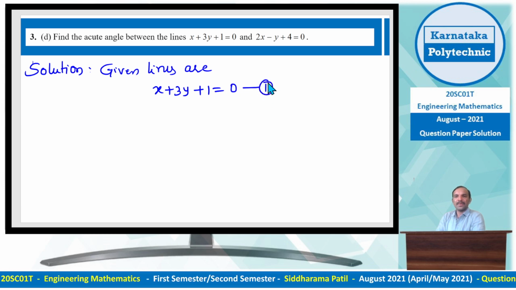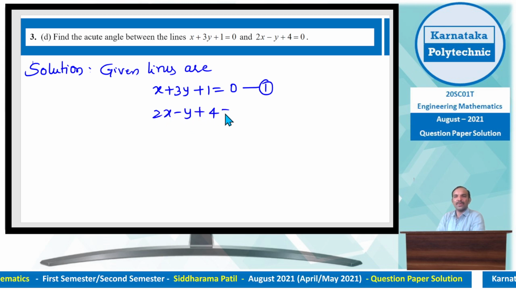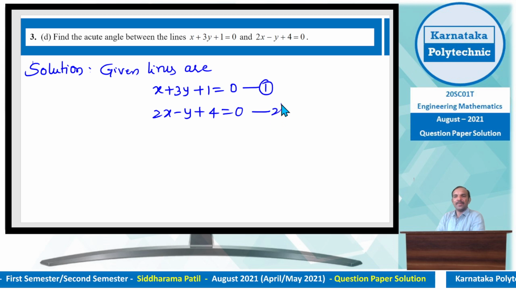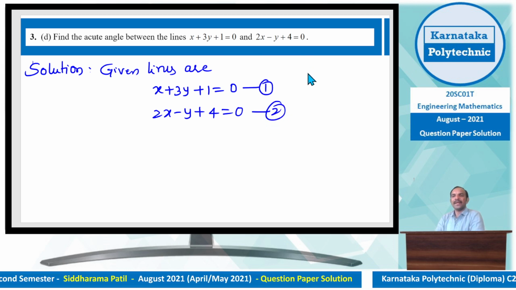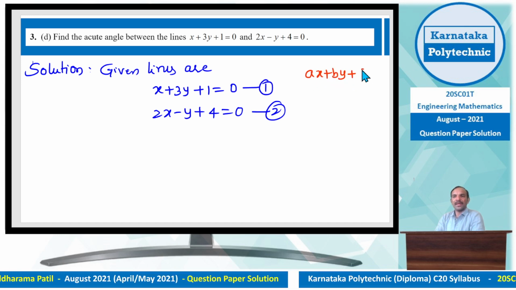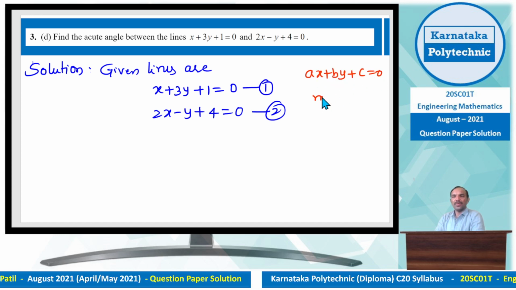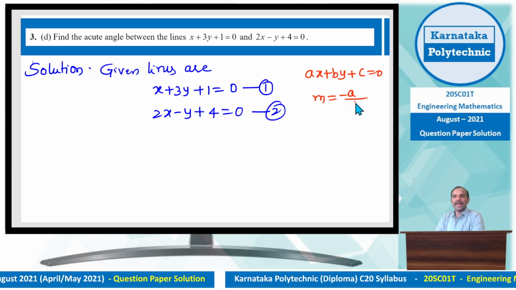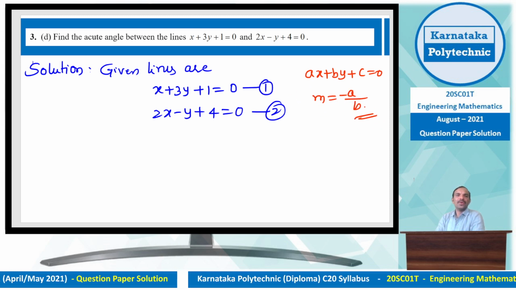Equation number 1. Second is 2x minus y plus 4 equal to 0. To find the angle between two lines, we need the slopes, that is m1 and m2. In general, if ax plus by plus c equal to 0, then the slope formula is minus a by b, that we are going to use here.